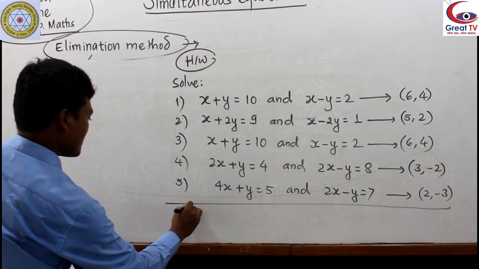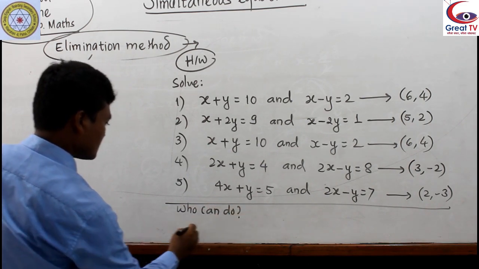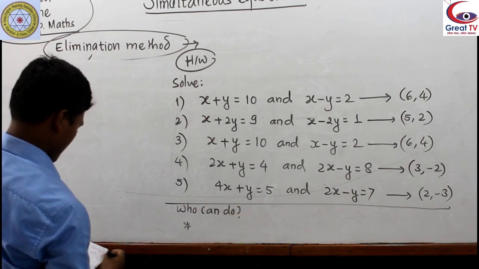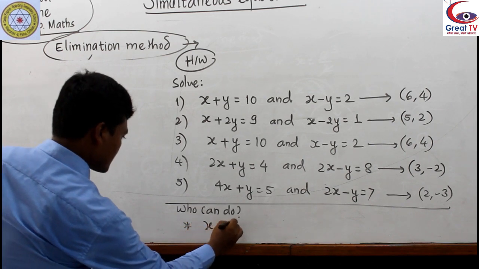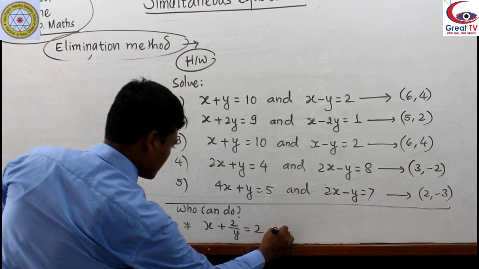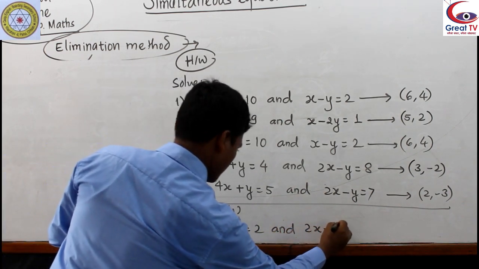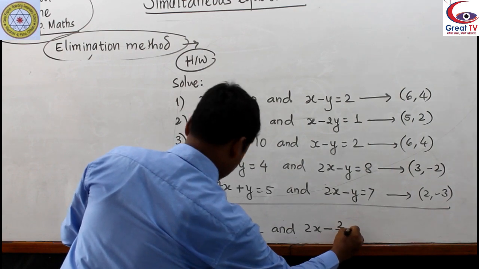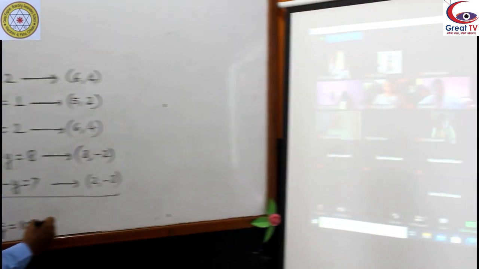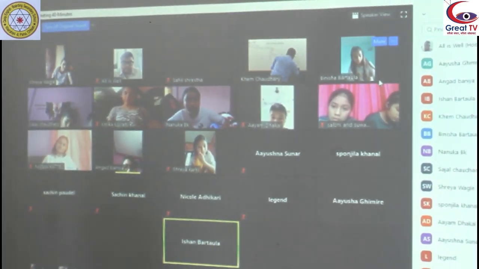And for some of you who can do, x plus 2 by y is equals to 2 and 2x minus 2 by y is equals to 10. Answers are 4 and minus 1.